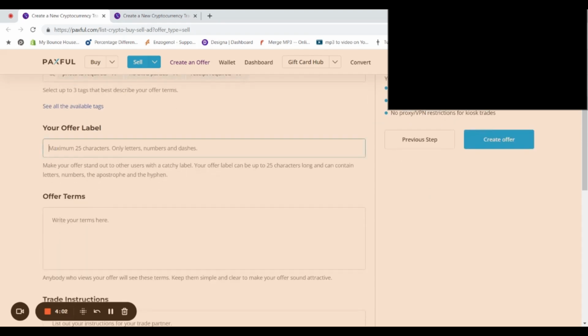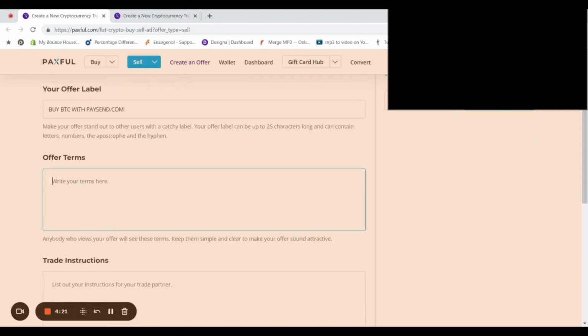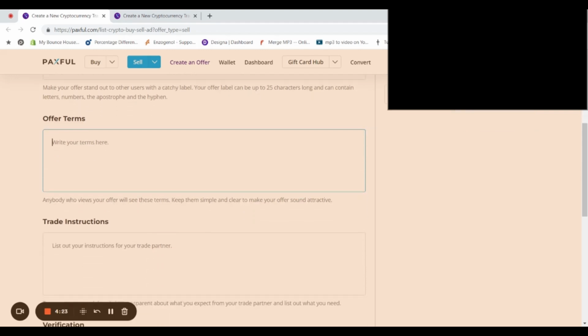Now I have a very specific strategy. I'll include it in what I put here below, but I pretty much put "pay with paysend.com" or "buy BTC with paysend.com." I'll do it like that. And then in here, I'll put all of the required details when it comes to processing a transaction.